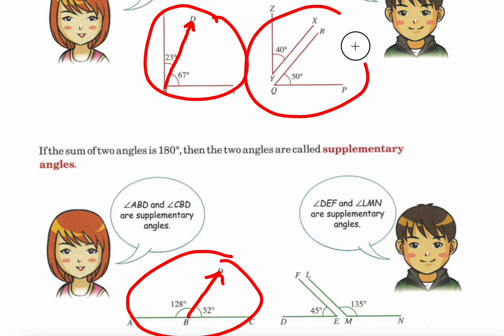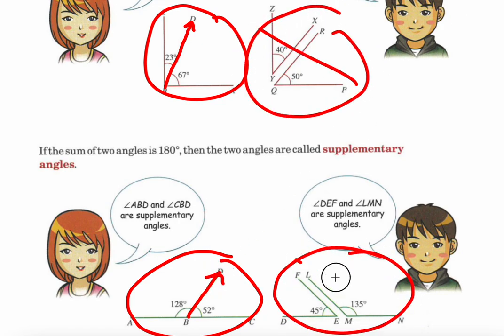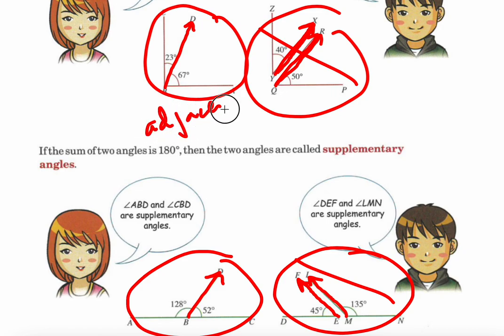These, however, are not adjacent because they don't share a side. See, this side is XY, but this side is YX, and this side is QR. They don't actually share that side. We're just taking them from, they originally were far away from each other and we're putting them close to each other, right? Same here. They don't actually share a side. One is ray EF and the other is ML. We're just putting them next to each other to show that they do add up to either 90 degrees or 180.